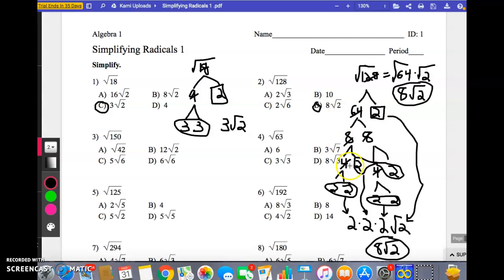But the trees are always good. When in doubt, I say always go for the trees, because a lot of times students forget what the perfect squares are to use this type of method. All right, so continue on and make these trees or look for perfect squares. Radical 150 will be a longer tree. 63, not too bad. So bigger numbers are a little bit tougher, but you can work these out as well. All right, thanks. Talk to you soon.